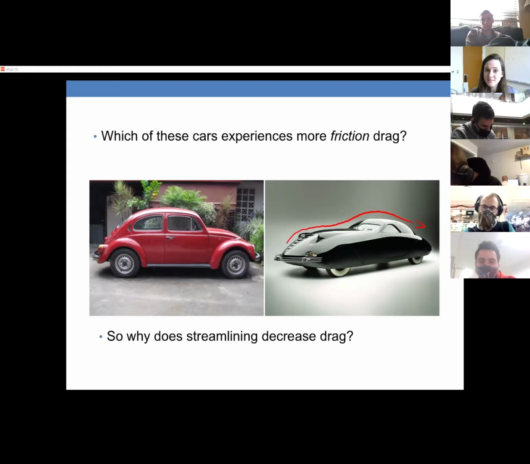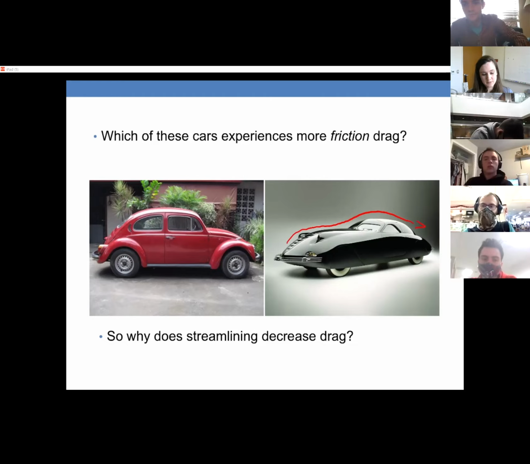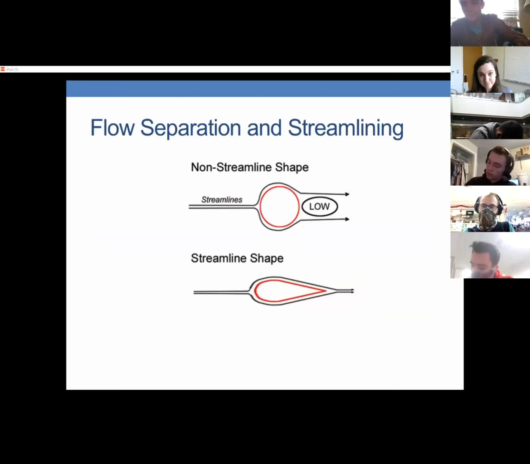So then why does streamlining decrease drag? Would that be because there isn't the flow separation? Because then you don't get that difference of pressure. Streamlining reduces the pressure drag by reducing flow separation. And you can see that here. So that's what streamlining does: it reduces flow separation, it reduces that wake, and therefore reduces pressure drag.